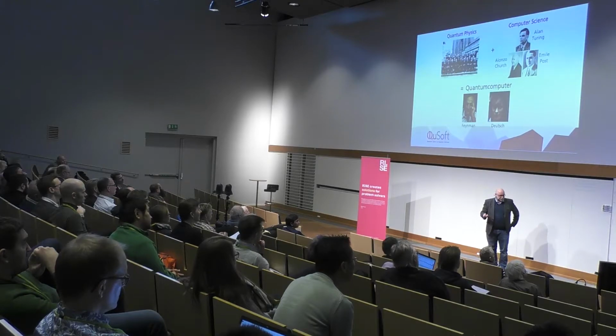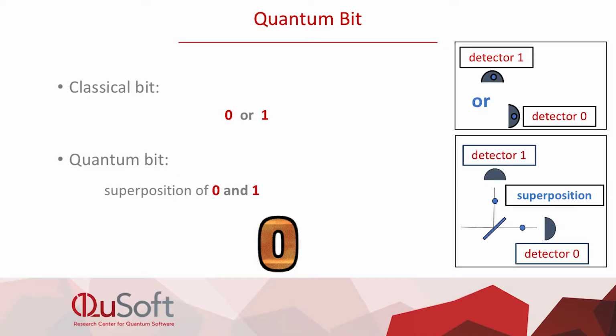And the idea is that instead of bits, which are 0 or 1, as you all know, and you can view that in detector language as detector 0 clicks or detector 1 clicks, we have a quantum bit, which is a superposition of 0 and 1. And in this case, you have to keep in mind this superposition of going through this beam splitter and being reflected by this beam splitter. So being in the superposition of two different states, 0 and 1 at the same time.